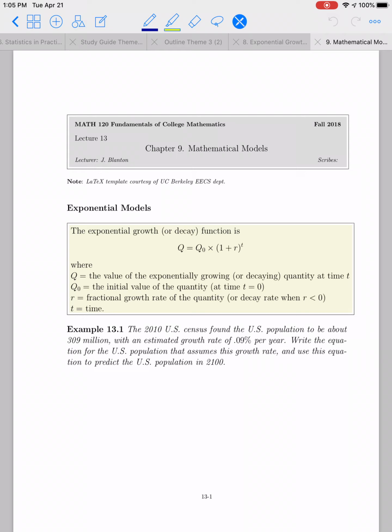So the basic exponential model is given here. Q, some population, is equal to Q naught, or Q0, some initial population, times 1 plus R, which is a growth rate or a decay rate. If it's a growth rate, it's positive. If it's a decay rate, it's negative. Raised to the power of T, where T is some measurement of time. Depending on the problem, that'll be days, weeks, minutes, hours, just whatever the problem tells us.